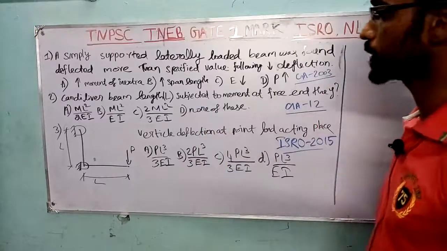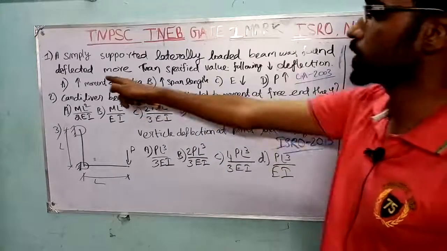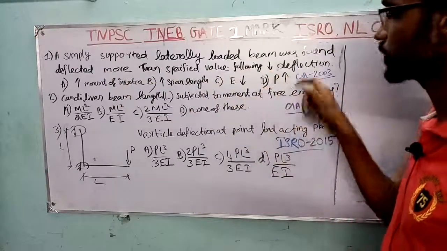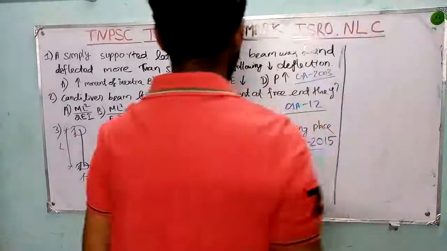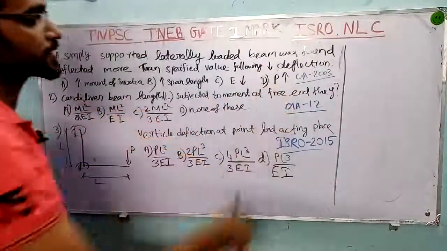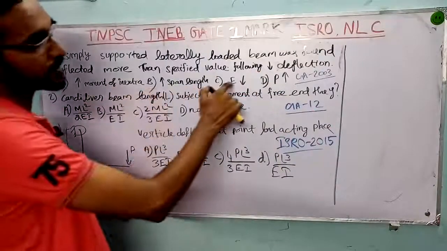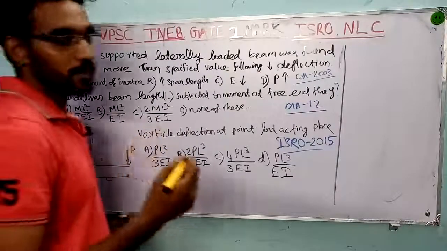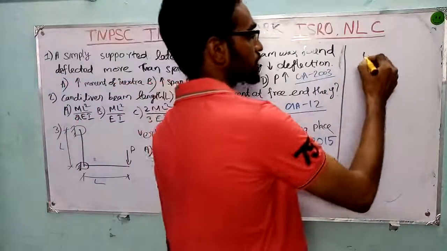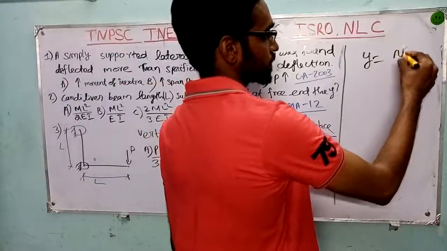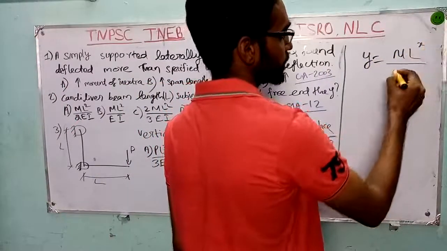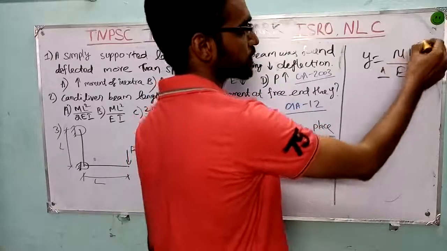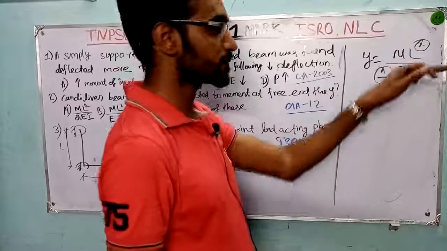A simply supported, laterally loaded beam was found to be deflected more than the specified value. Following that, decreasing deflection. What is this question saying? When deflection is decreasing, what condition will appear? We already know, deflection will be something ML something by EI. This place also some value will come, so don't go in depth.